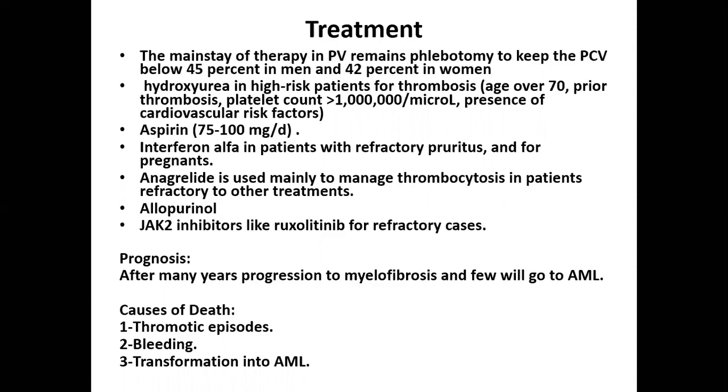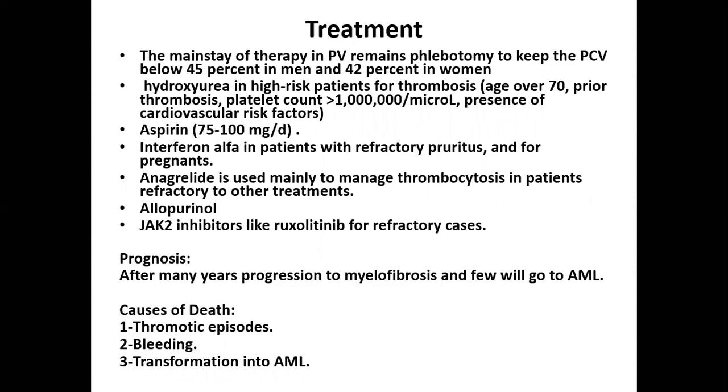In patients who are at high risk of thrombosis, patients over 70 years of age who have a prior thrombotic episode, or when the platelet count is more than 1 million, or in the presence of cardiovascular risk factors, we need to suppress the bone marrow activity by the administration of hydroxyurea, an oral cytotoxic agent. Also, these patients should receive aspirin to decrease the thrombotic episodes.